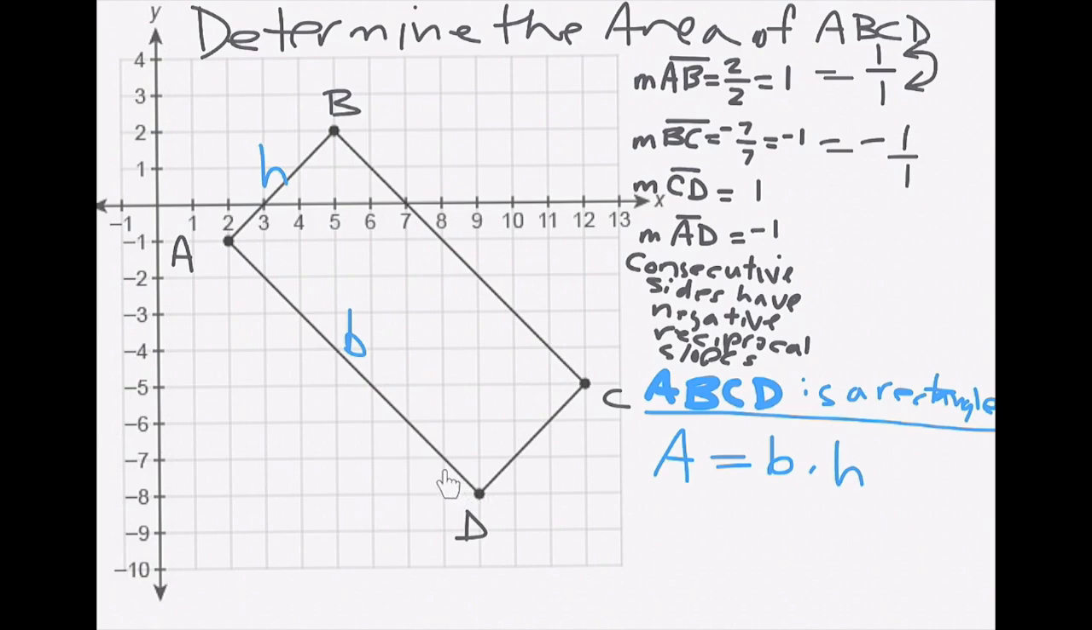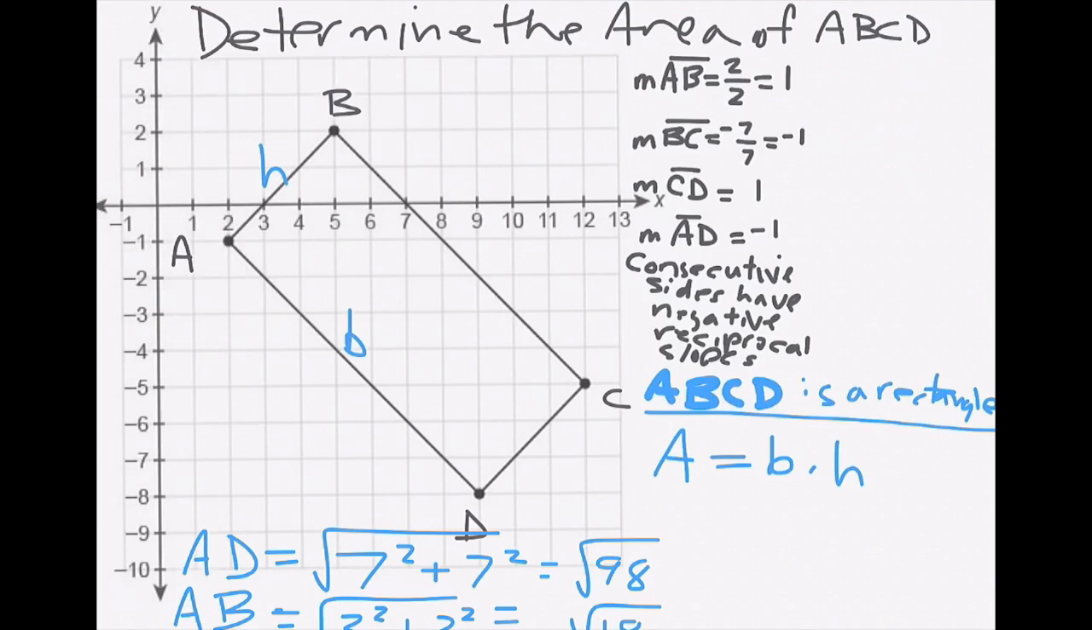But that still gives us another challenge of figuring out the base and figuring out the height of that rectangle. So how do you find the lengths when they're going crooked like this? Well, perhaps you already know, but it's the Pythagorean theorem. The Pythagorean theorem will tell you how long it is from A to D.